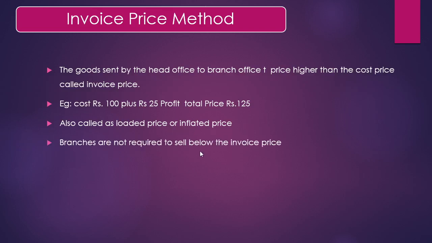Branches are not required to sell below the invoice price. The branch office will not be aware of the cost of it. So they come to know only the invoice price. For that reason, they cannot sell the goods below this invoice price. They cannot sell the goods below 125 rupees.